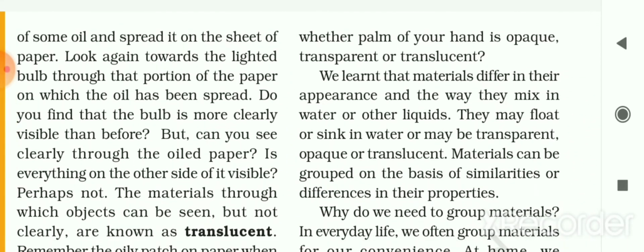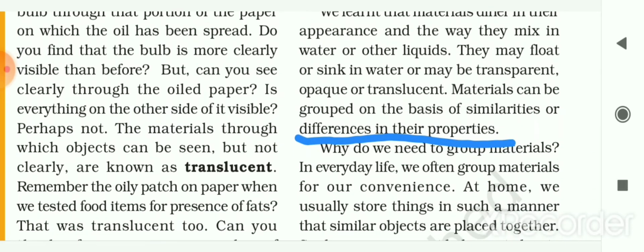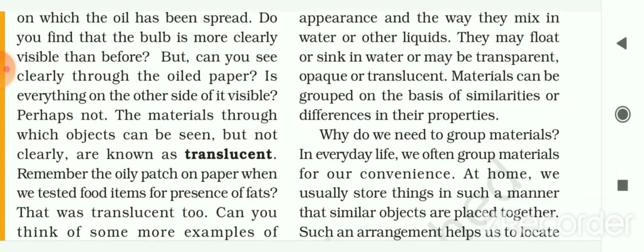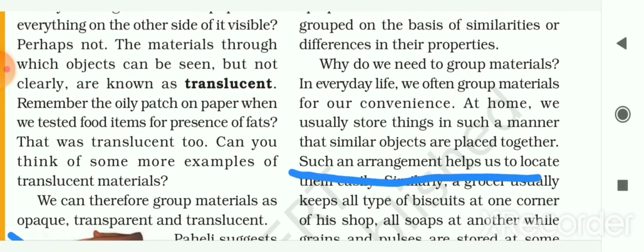Now we learned that materials differ in their appearance and the way they mix in water and other liquids. They may float or sink in water, or may be transparent, opaque or translucent. We had seen all these kinds of objects. So materials can be grouped on the basis of the similarities and differences in their properties. So now the question is, why do we need to group the materials?